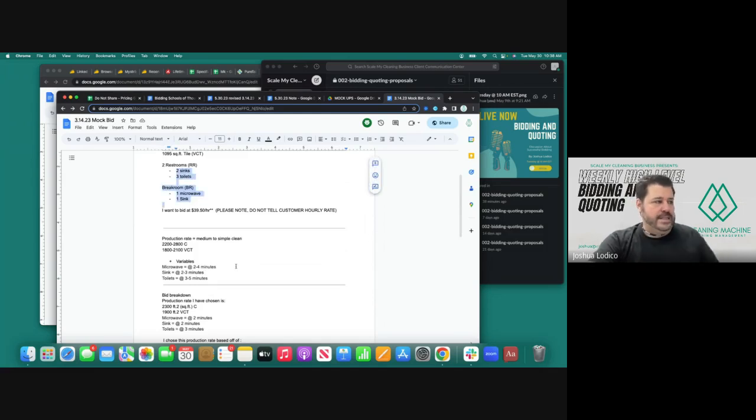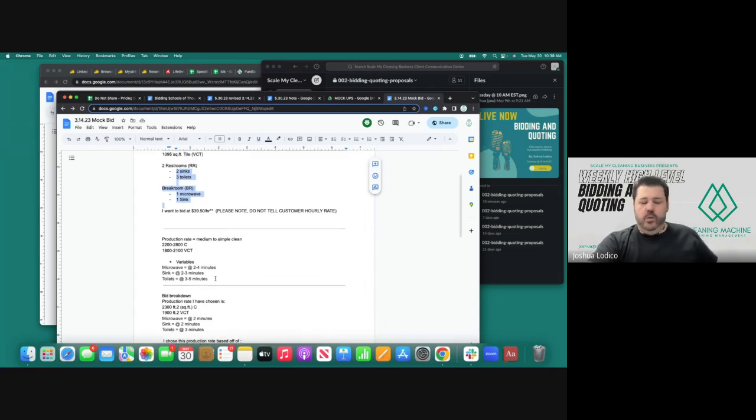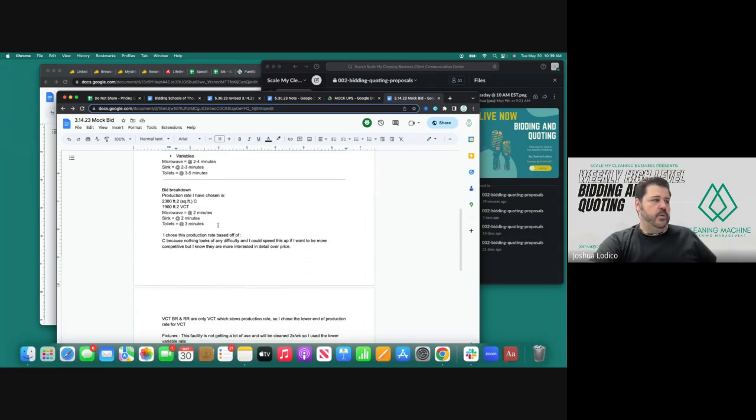So now we're going to take those fixture counts and we're going to say, all right, we're going to be on the lower side of everything. 2 minutes for microwave, 2 minutes for a sink, 3 minutes for the toilet, because this is not a difficult clean. So here's what we got for our breakdown. We've got a production rate of 2,300 square feet per hour for carpet, and 1,900 square feet per hour for vinyl tile, and then 2 minutes for our fixtures and 3 minutes for the toilet.